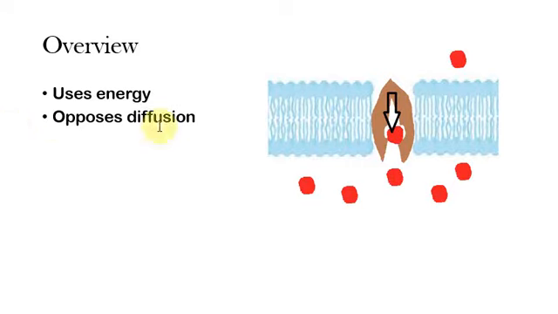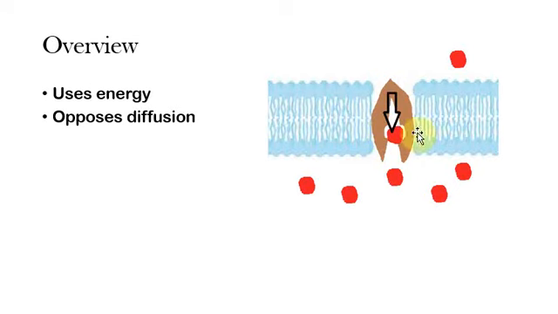So like I said, active transport will actually oppose diffusion. In order to do so, the cell will actually need to use energy, usually in the form of ATP, or adenosine triphosphate. Now when it does so, it allows a substance to travel from an area of low concentration to an area of high concentration, which like I said, opposes diffusion.